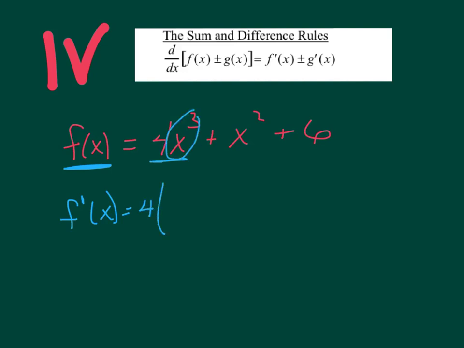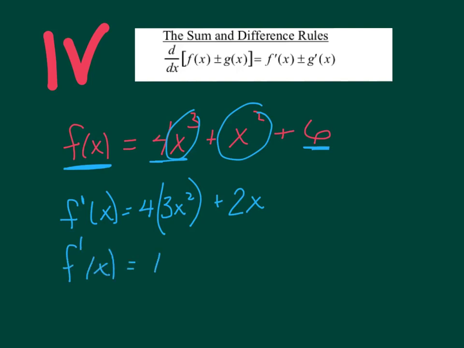The derivative of x cubed is 3x squared. Plus, this becomes just 2x. And here is a constant, so its derivative, of course, is 0. And I do not need to put a plus 0 there. We all know what that is. As I clean this up, I get a 12x squared plus 2x.